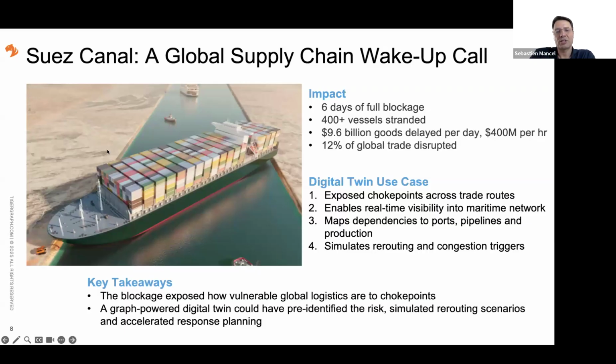Again, with a graph-powered digital twin, shippers and port authorities could have pre-identified choke points like the Suez Canal and modeled a full range of downstream dependencies, simulated rerouting alternatives through other ports or shipping routes, and quantified cascading delays and financial impacts to guide contingency plans in real time.